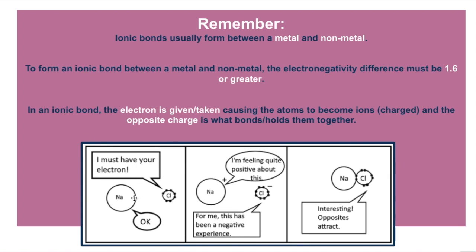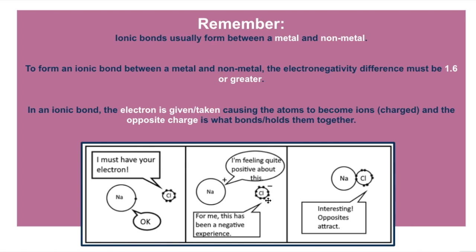We have sodium that has 1 valence electron, and chlorine has 7, so it really wants that 1. Sodium doesn't really care. It would take a lot to get 8 electrons, so it would rather give away its electron than try to find 7 other electrons. So it gives that electron away.